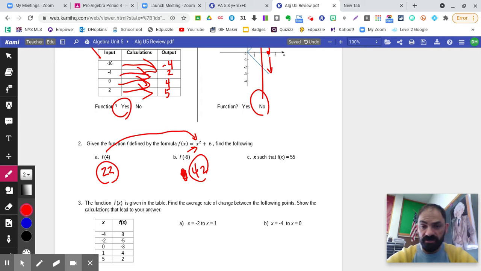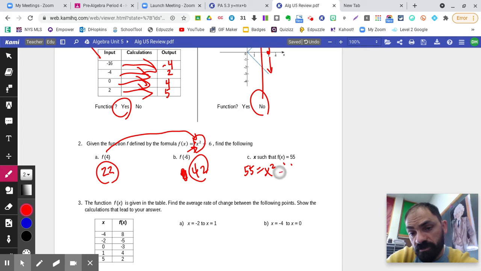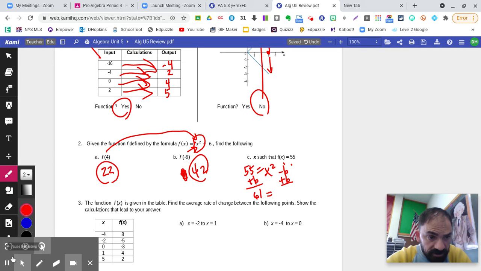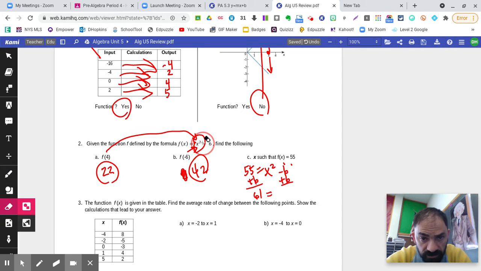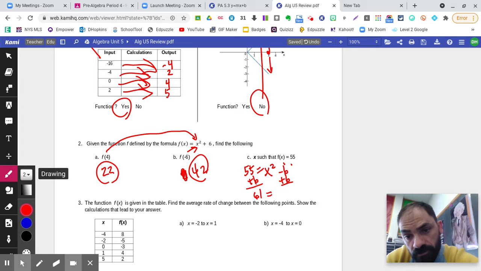And C is tricky. We haven't seen one like this. It says find x such that the outcome f of x will equal 55. So what does this have to be in order to equal 55? So 55 equals x squared minus 6. Add 6 to both sides. Wait, was that a plus? Let me see what's under there. Let's erase that. Is that a plus 6 or a minus? Oh, that's a plus 6. Okay. That was a plus 6.